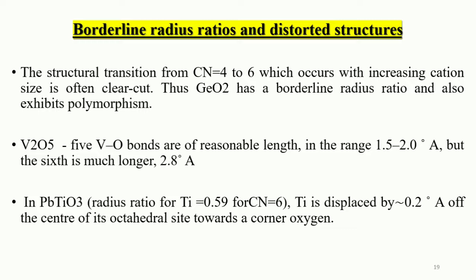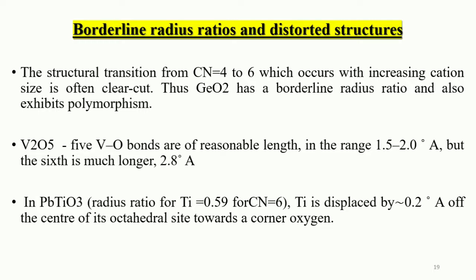Like in lead titanate PbTiO3, the radius ratio for titanium is 0.59 for coordination number 6. Ti is displaced by 0.2 angstrom off of the center of its octahedral site towards the corner oxygen. The direction of displacement is reversible in an applied electric field, giving rise to a property of ferroelectricity. It is amazing that large sections of the electronics and electroceramic industries depend upon slight structural distortions that occur with borderline radius ratio. Examples include piezoelectric sensors, high permittivity dielectric capacitors, and ferroelectric based memory switching devices.